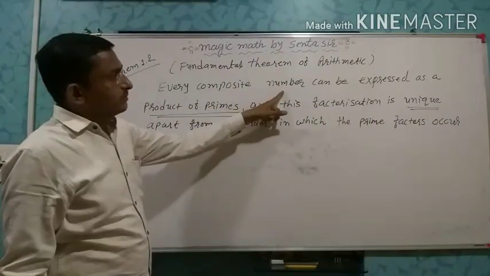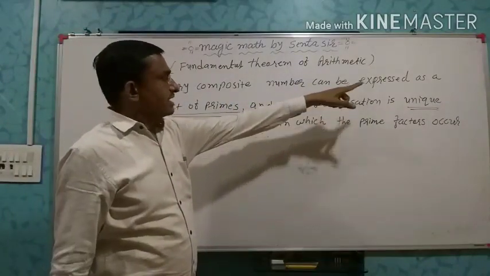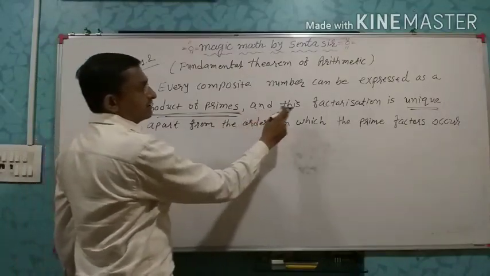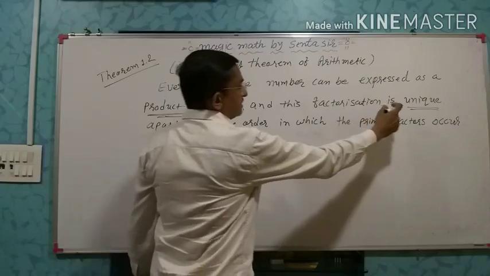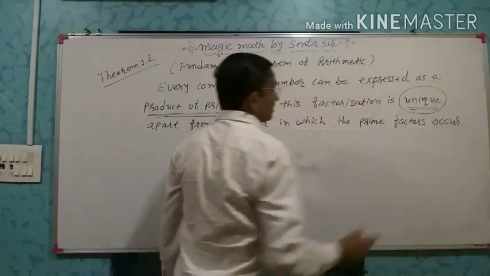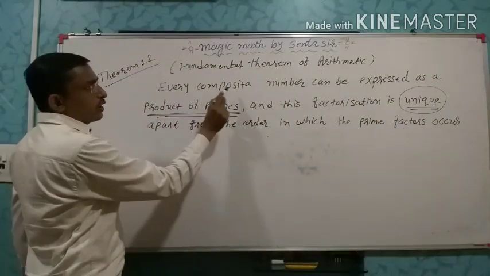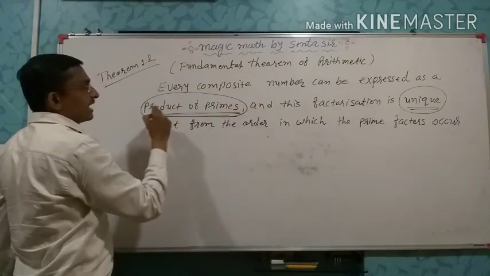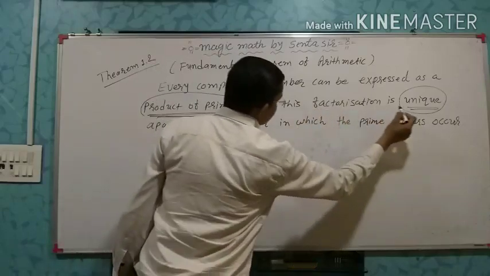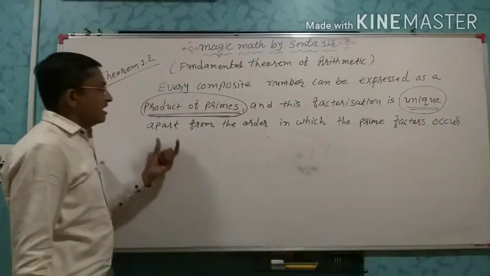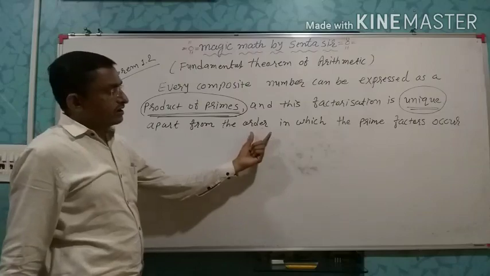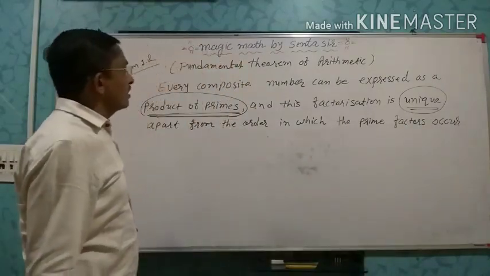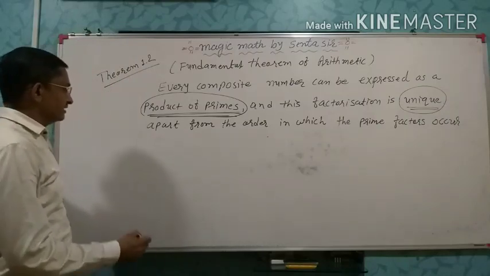Every composite number can be expressed as a product of primes, and this factorization is unique, apart from the order in which the prime factors occur. This is called the Fundamental Theorem of Arithmetic.